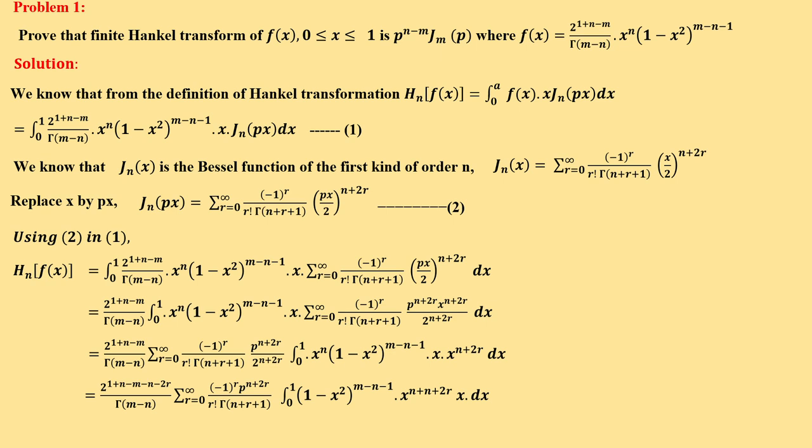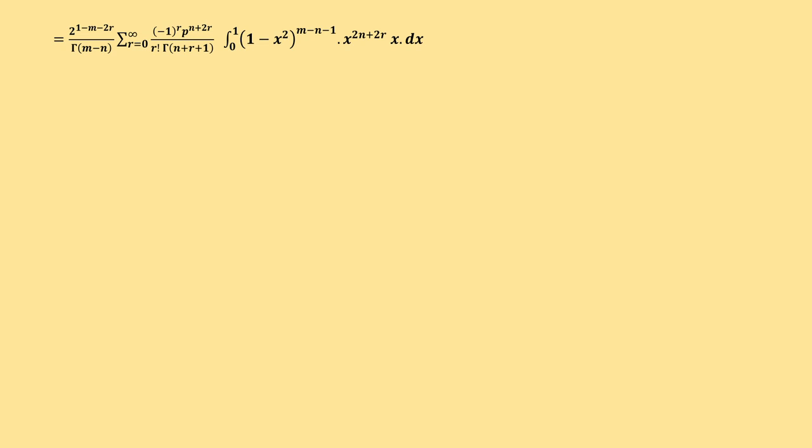into x dx. So that is equal to 2^(1-m-2r)/Γ(m-n) times the summation r = 0 to infinity of (-1)^r p^(n+2r) / (r! Γ(n+r+1)) times the integral 0 to 1 of (1-x²)^(m-n-1) x^(2n+2r) x dx.